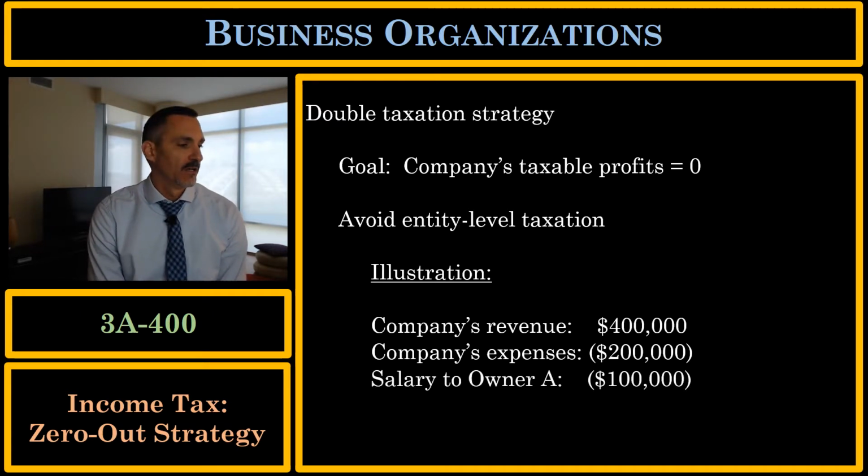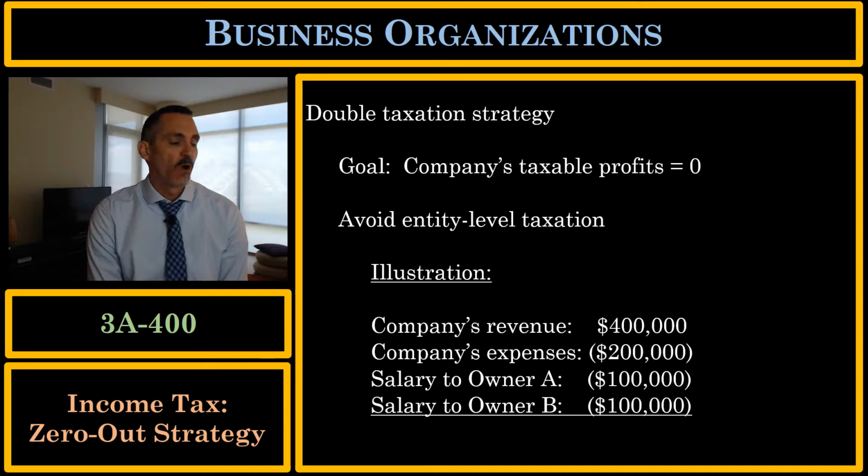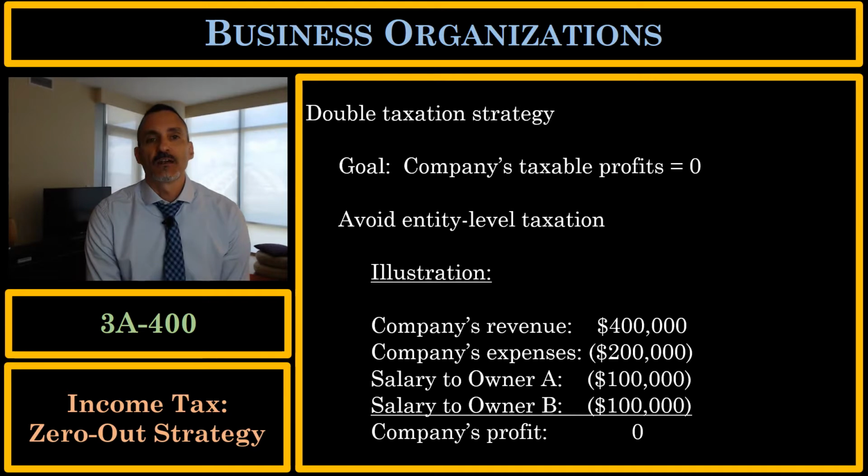Well, imagine we have two owners of this company, and we give a salary to owner A. Owner A works for the company. So instead of making a distribution to owner A as an owner, we give owner A a salary of $100,000. And we also have another owner of the company, owner B. And the same thing, instead of making a distribution to owner B, we give owner B a salary. Salaries are deductible expenses. They're like any other of the company's expenses, electricity, rent, whatever. So our company's revenue of $400,000, our company has various expenses of $200,000 plus salary expenses of another $200,000, which means our company's profits are zero. If our company's profits are zero, our company pays no taxes at the entity level.